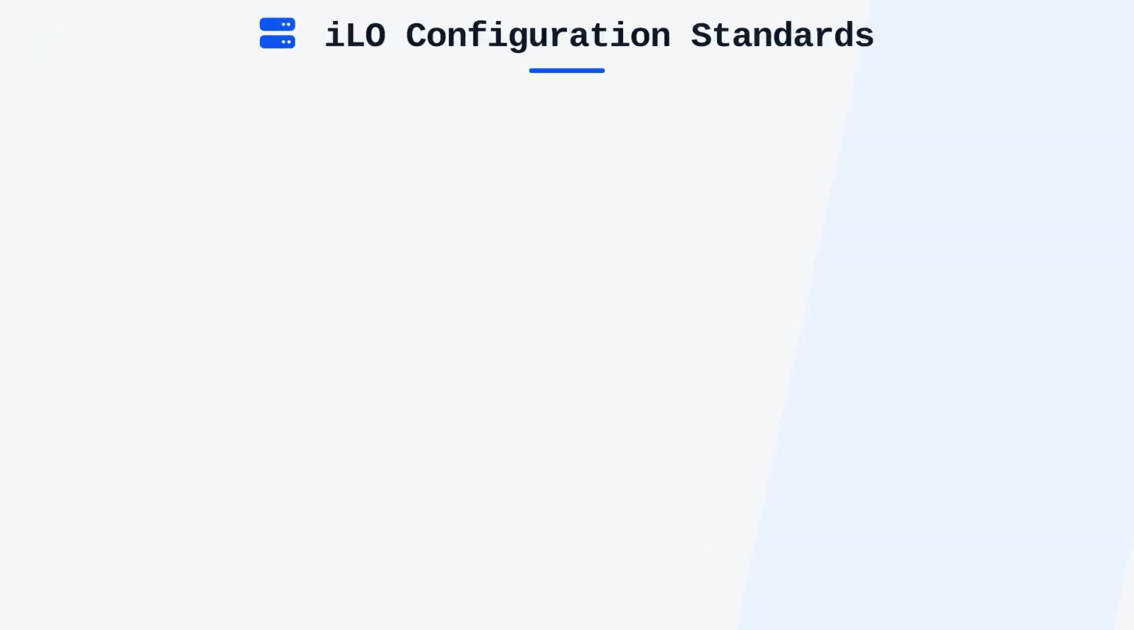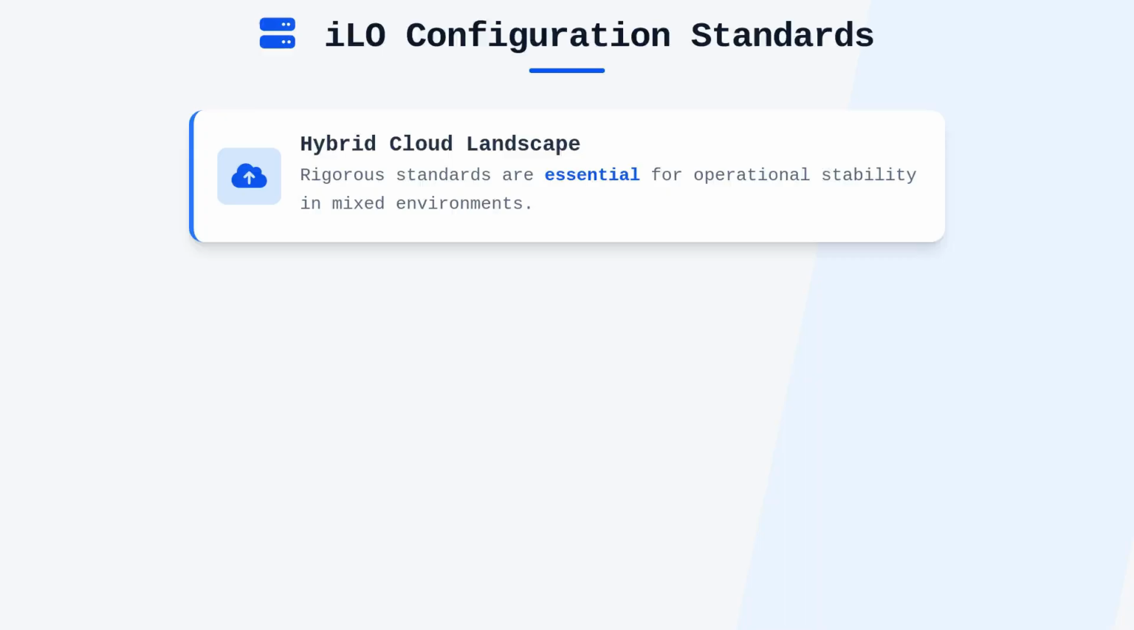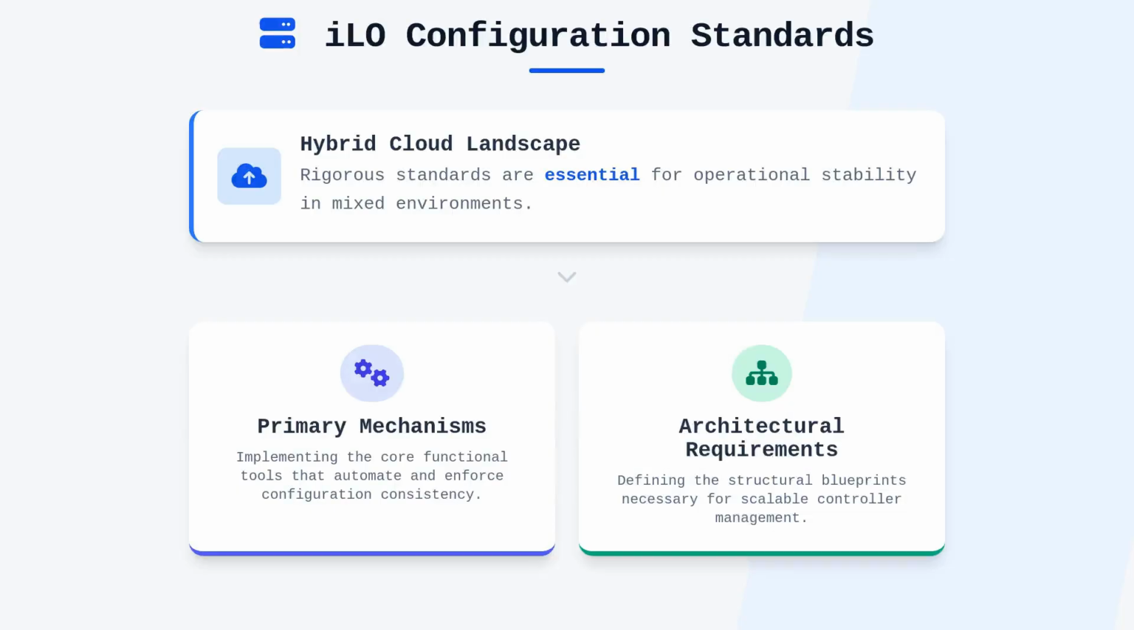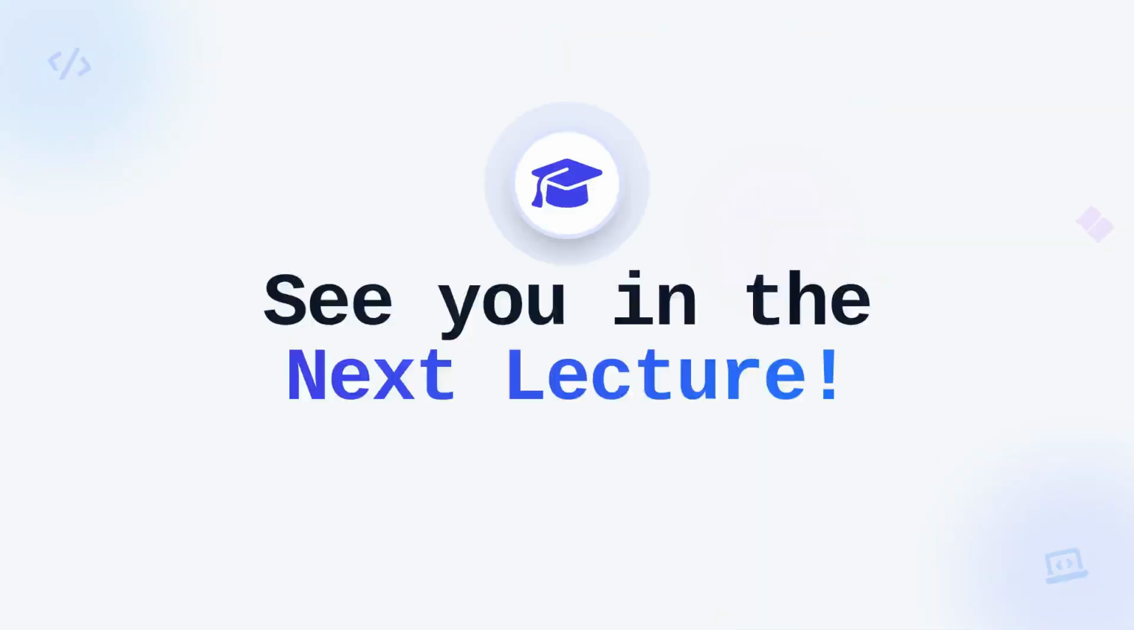Maintaining a rigorous standard for ILO configuration is essential for modern enterprises operating within the hybrid cloud landscape. We have explored the primary mechanisms and architectural requirements that dictate effective management of these controllers. I will see you in the next lecture.